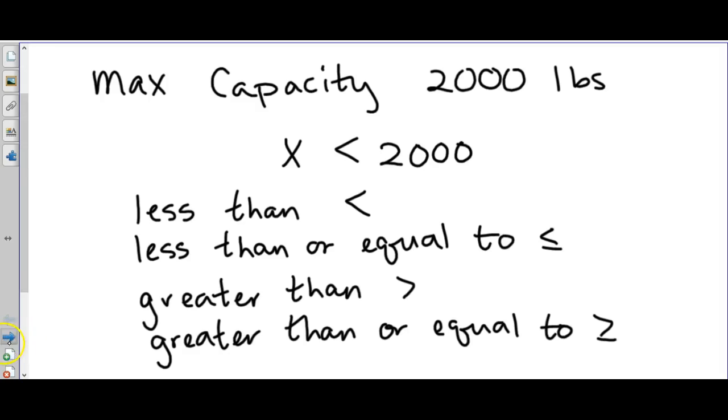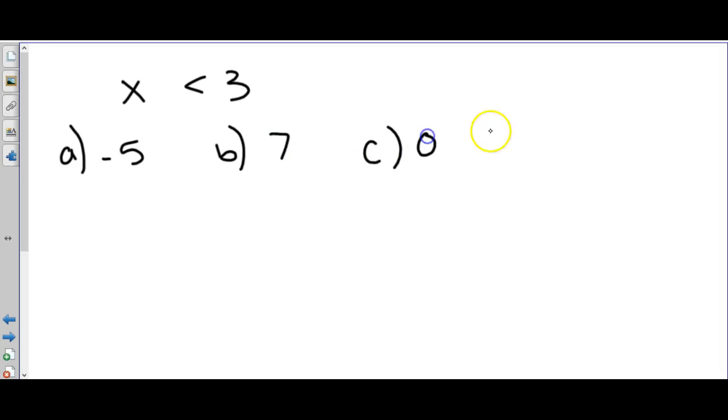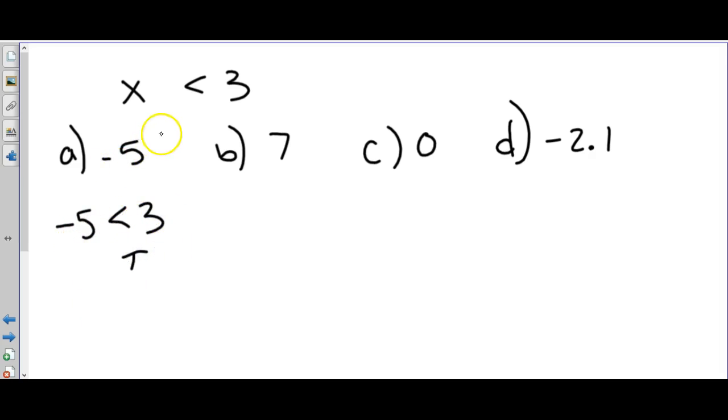So when we have an inequality, we may want to check and see what numbers are actually a solution to this inequality. So if I just gave you a list of numbers, and said, okay, would these work in this inequality? Would they be a solution to the inequality? We're just going to plug them in and check. If I plug in -5 for x, we look at this and say, is this true or not? Is -5 less than 3? That is true, so this is a solution.